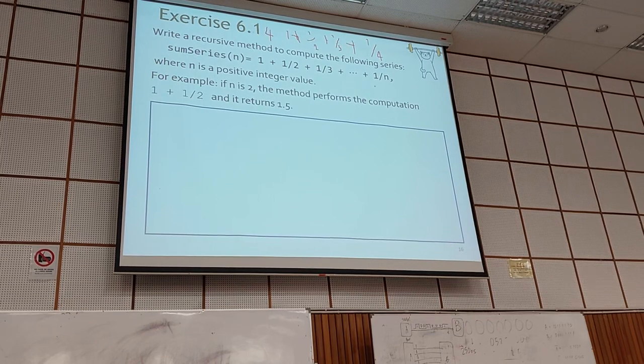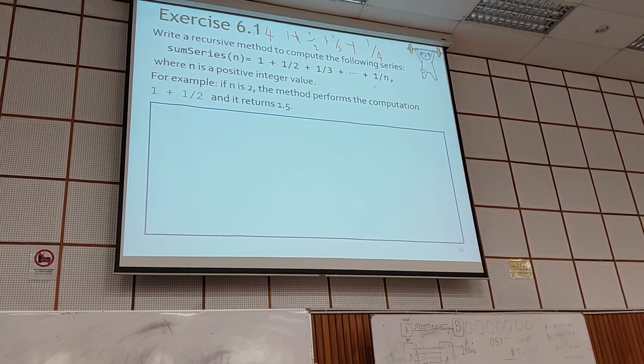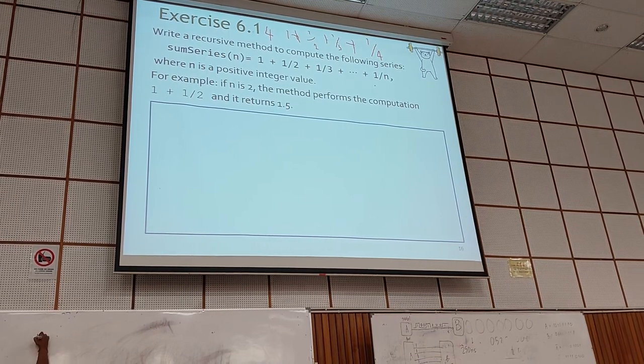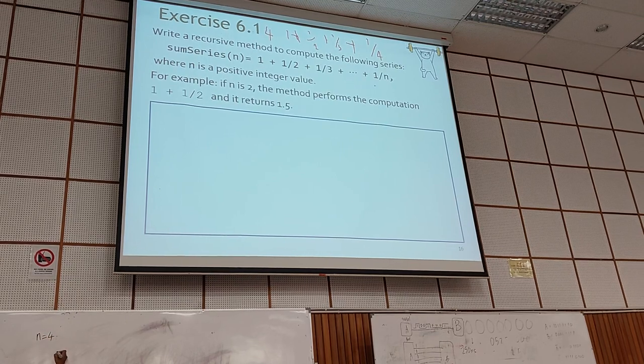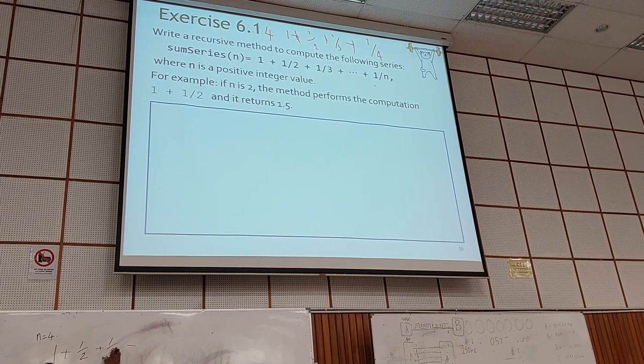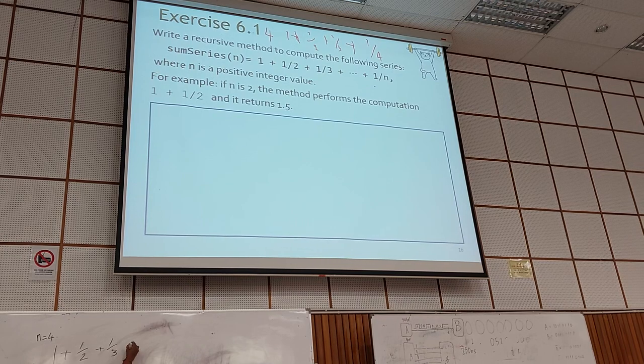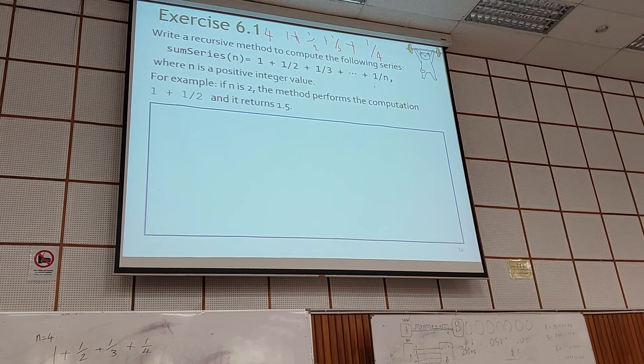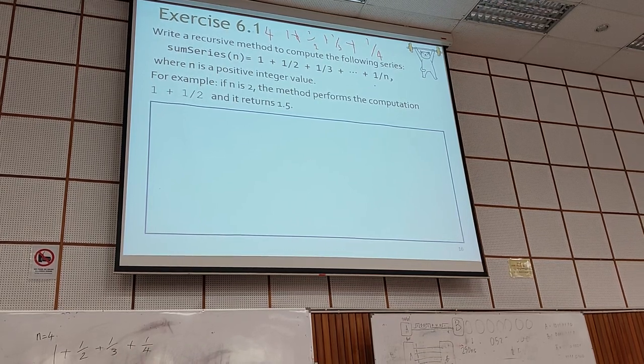Alright, can you guys try this one out? How do you write a recursive call for this? If my n value is 4, it should be 1 plus 2 plus 3 plus 4. So, what is the answer? How do you write it? Okay, try it out. I'll give you 2 minutes maybe.